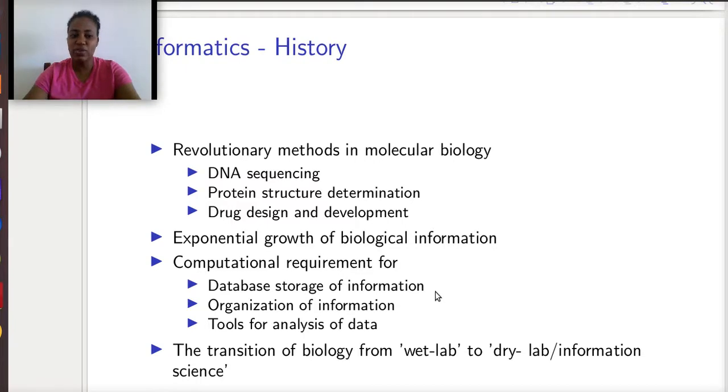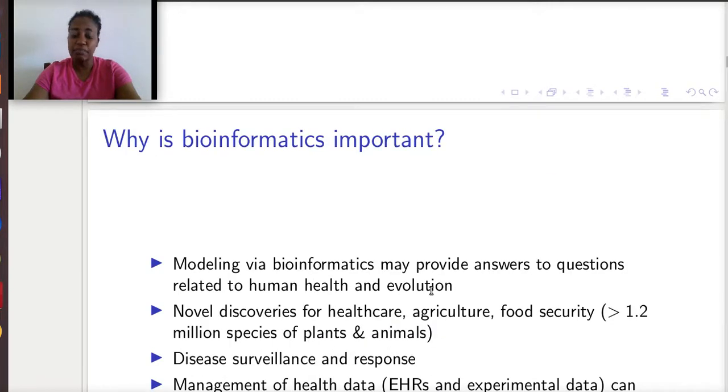So the world now is seeing a high transition of biology from the wet lab to the dry lab. Biology is highly data driven currently, and bioinformatics is very important because the modeling that happens through bioinformatics may provide answers to questions related to human health and evolution. However, I want to make this concept clear: you shouldn't be misinformed that with bioinformatics there won't be a need for the wet lab. Everything starts in the wet lab, in the laboratory, and it ends up in the laboratory.